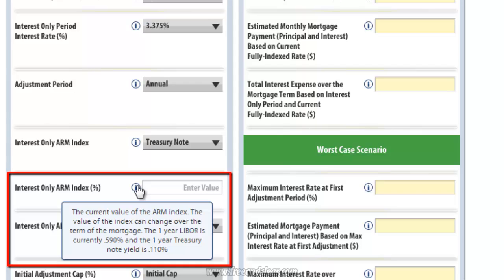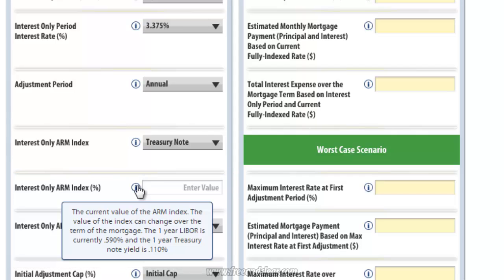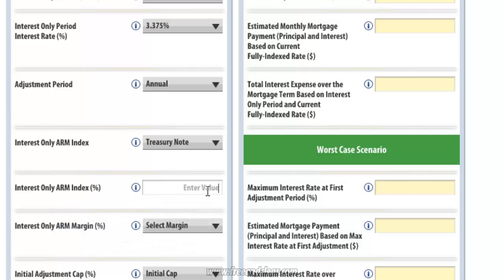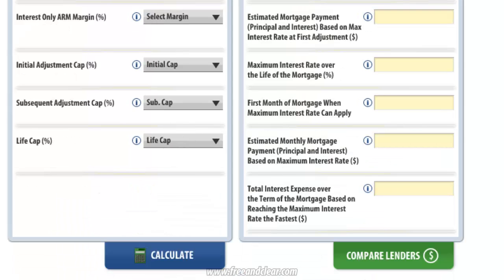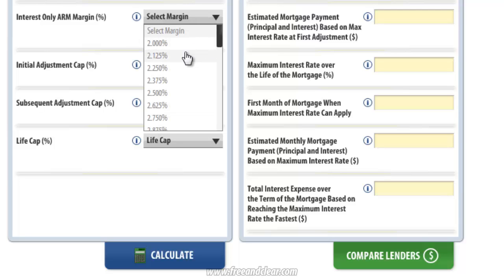The current 1-year LIBOR is 0.590% and the current 1-year Treasury note is 0.110%. We have selected the 1-year Treasury note in the previous input, so I'm going to use 0.110. The next input is the interest-only ARM margin, which is a fixed rate over the life of the loan that is added to the index to determine the fully indexed rate, which is our interest rate during the adjustable rate period of the loan. I'm going to select 2.250 in this example.